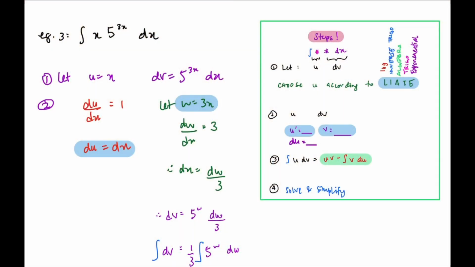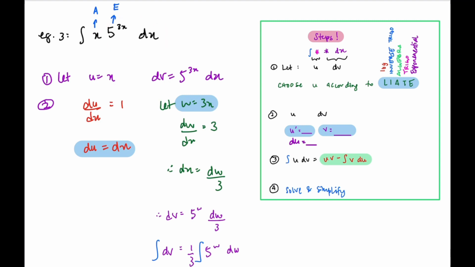Proceed with example 3. The question is, integrate x times 5 to the power of 3x dx. So now let us decide which one is u and which one is dv. The first function here, x, is algebra, so let's write it as A. And 5 to the power of 3x is exponential, so let's write it as E. Between A and E, from LIATE, A will come first. Therefore, let u be x and the rest of them be dv.